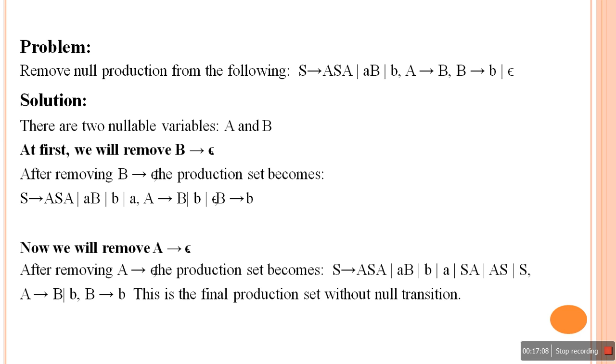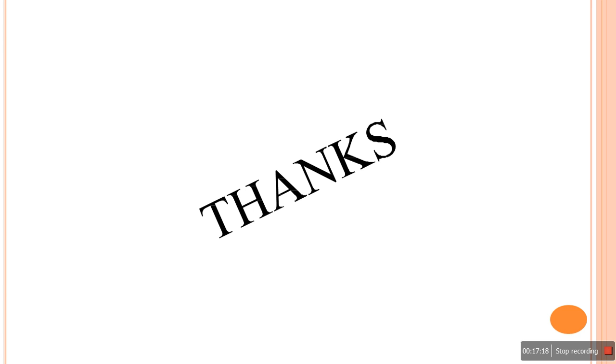So in this way we can remove null productions from the context-free grammar, and we can simplify our context-free grammar with the help of 3 steps, which are very simple: reduce the context-free grammar, remove the unit productions, and third, remove the null productions.